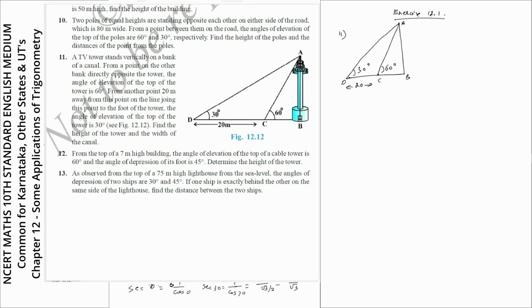So DE and BC are the height of the towers. They are equal to 20 root 3 meters. Exercise 12.1, question number 11.